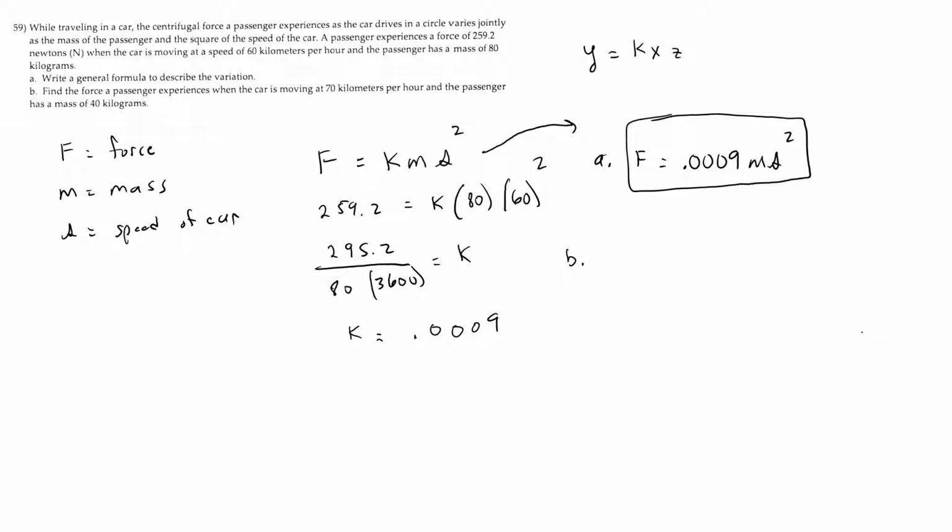It says, find the force a passenger experiences when the car is moving at 70 kilometers per hour and the passenger has a mass of 40 kilograms. So we just plug those numbers in. So we're told that the mass of the passenger is 40 and the speed is 70. And so I'll use my calculator. 70 squared times 40 times 0.0009 is 176.4 with the help of my calculator. And the force is in newtons, it looks like. And so there's the answer to part B.